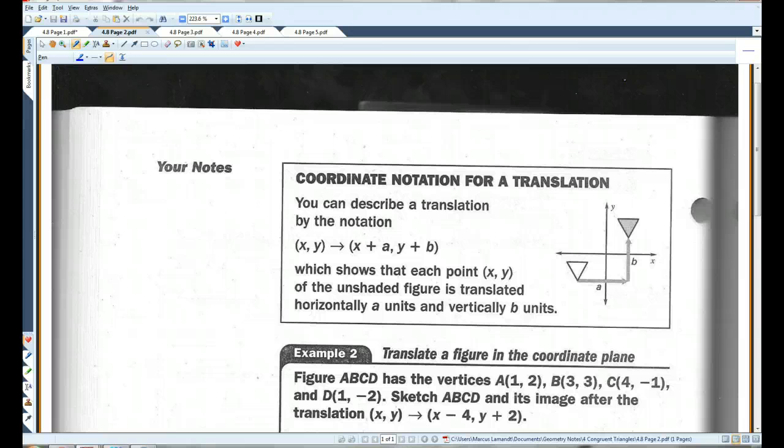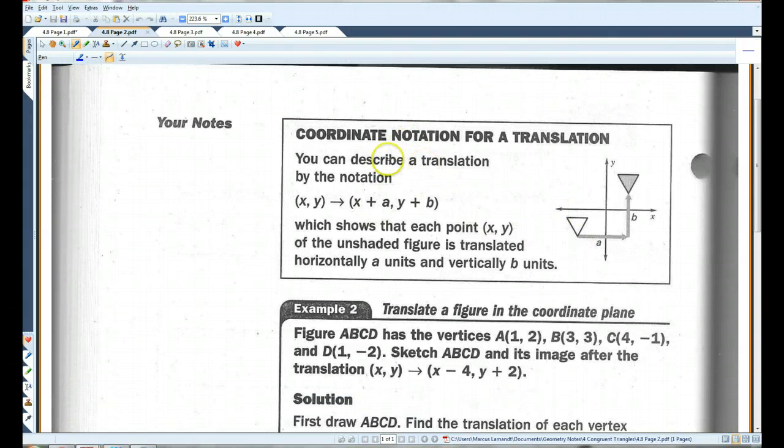Coordinate notation for translation. Okay, this is kind of important. You can describe a translation by this notation. Basically, if you are given a certain set of points, and you add, or you could even subtract certain numbers from those points, that represents a particular translation. I'm going to do an example of what this means, but hopefully you can tell that if I were to add a certain number to all the x coordinates, this whole thing would move over here. If I were to add a certain number to all the y coordinates, it would move up. Okay? Or if I were to subtract, it would move down and over.